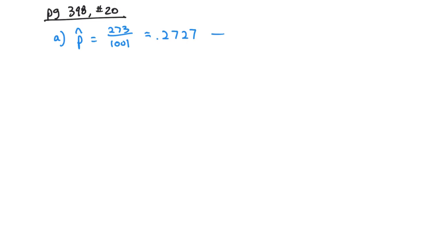So if that's P hat, that implies that Q hat, which is 1 minus that, or you could think of it like this, is going to be 728 over 1,001, right? Because if 273 do stock up, that means 728 don't stock up. And that would be about 0.7273. And again, the other way you could get this number is 1 minus this, right? 1 minus this works too. Or even going from the exact value, 1 minus this will give you this. So either way, we get P hat and Q hat.